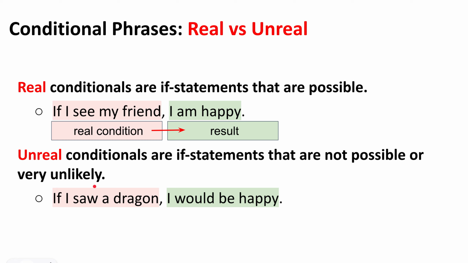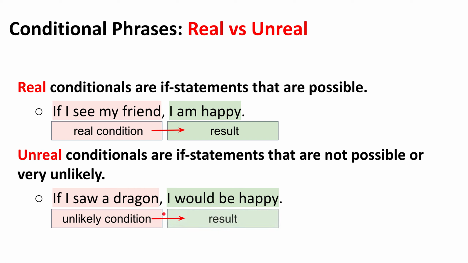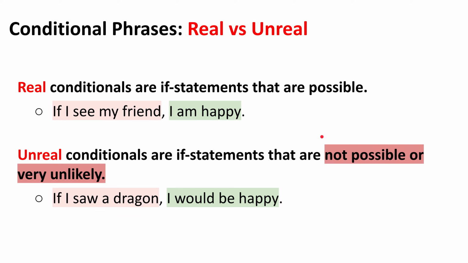Unreal conditionals, on the other hand, are if statements that are not possible or very unlikely. For example, if I saw a dragon, it's a very unlikely condition, as dragons don't exist. And the result of this unlikely condition, I would be happy. So quickly, real conditionals are if statements that are possible. Unreal conditionals are if statements that are not possible or very unlikely.